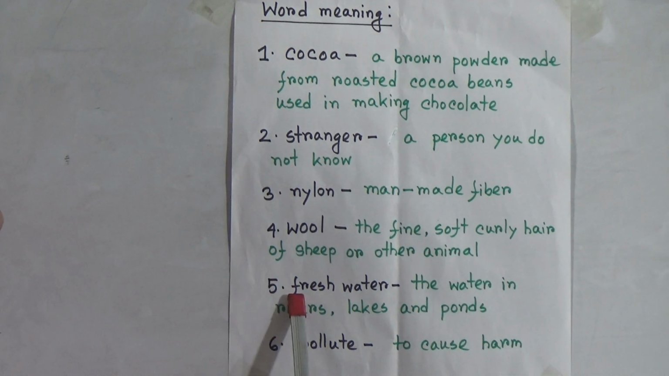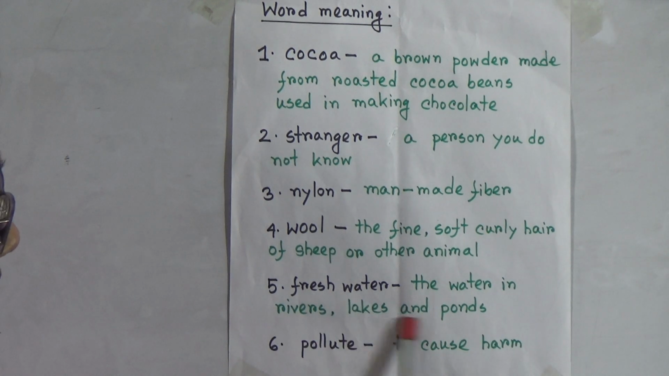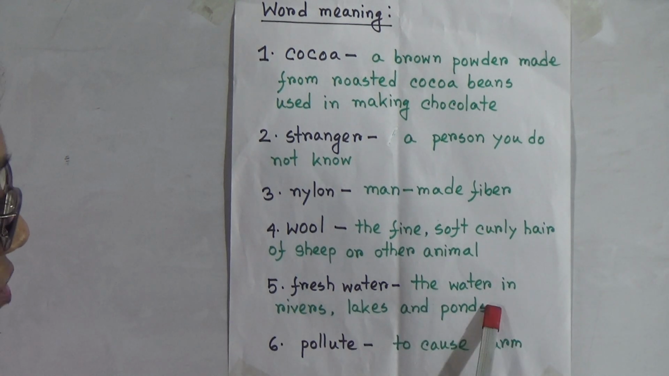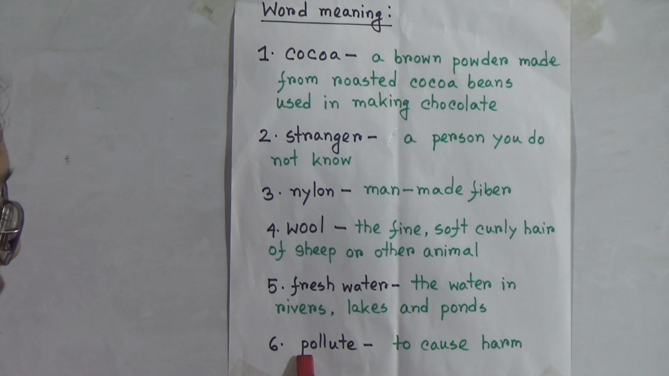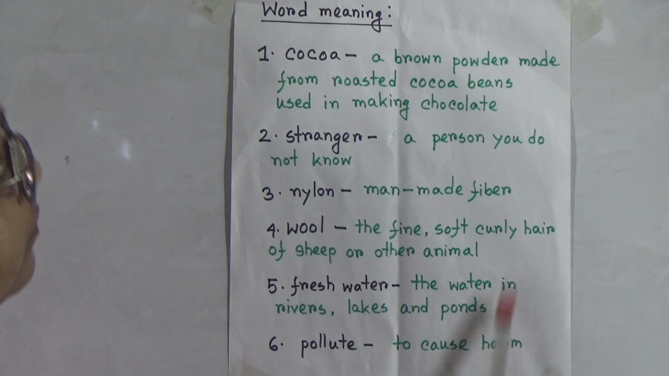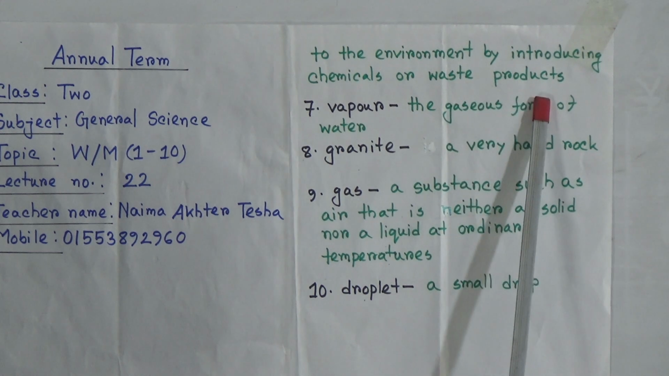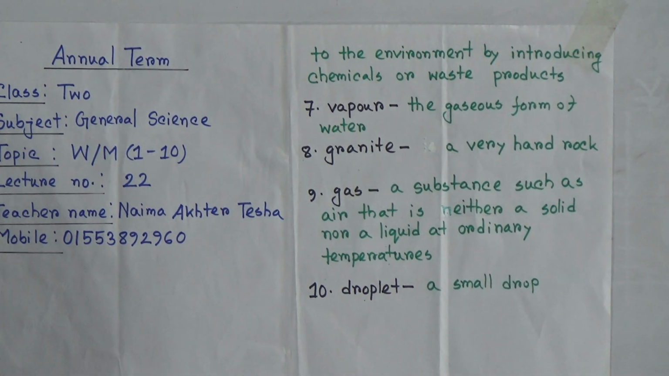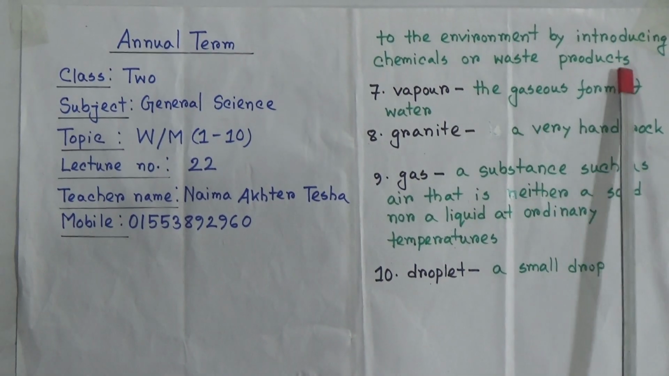Number 5, fresh water, the water in rivers, lakes and ponds. Number 6, pollute, to cause harm to the environment by introducing chemicals or waste products.